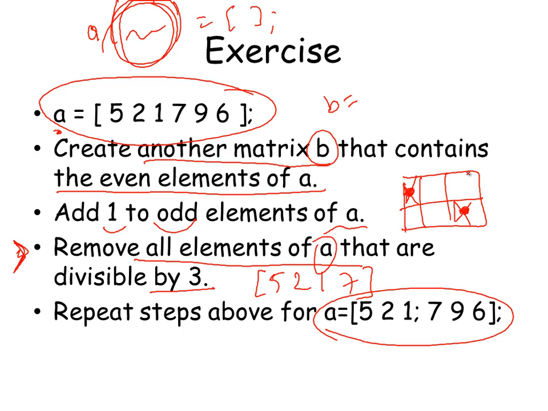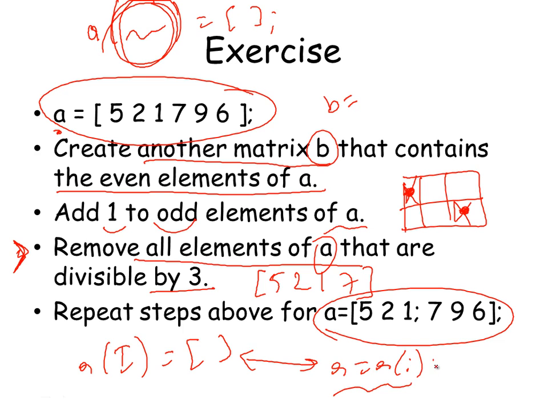So A(I) equals empty vector is equivalent to saying A equals A(:), linearize it, and then A(I) equals empty vector. Actually, you also need to linearize your logical vector. All right? So removing individual elements from a matrix results in a vector instead of a matrix.